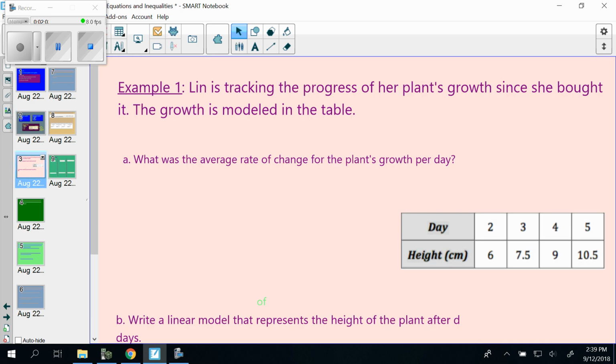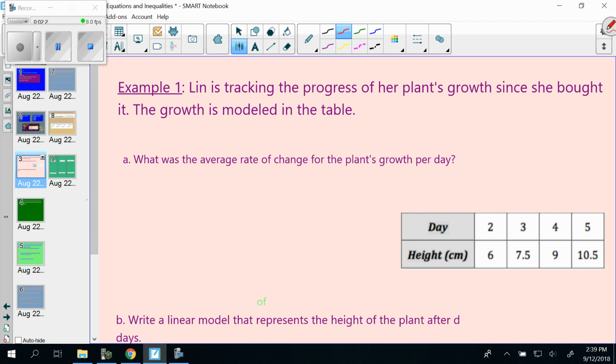Okay, so in example 1, it says that Lynn is tracking the progress of her plant's growth since she bought it. The growth is modeled in the table. What is the average rate of change for the plant's growth per day? So if we want to find average rate of change, again, that's like slope, we want to have 2 points. Okay, so we're trying to pick out what are the 2 things.